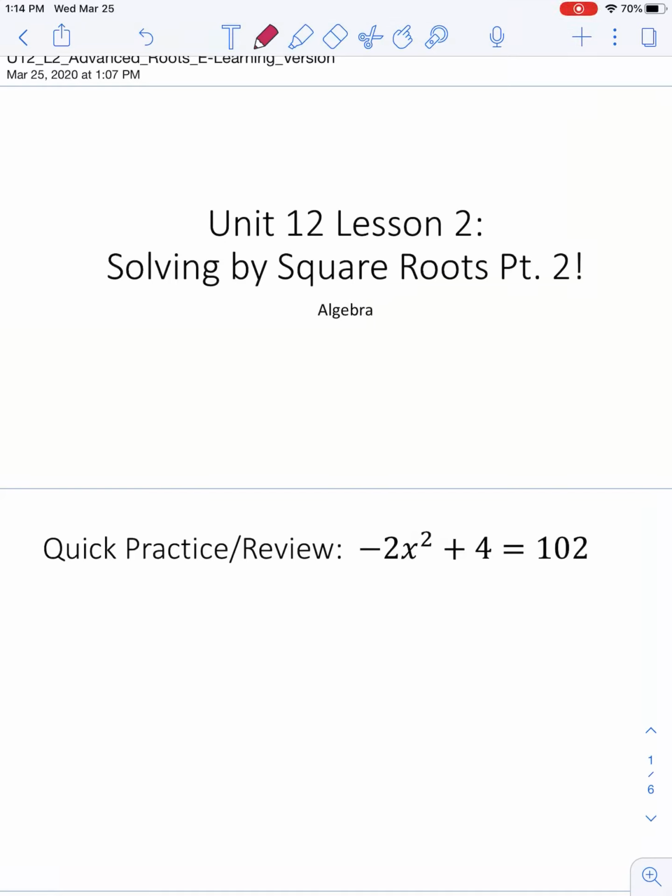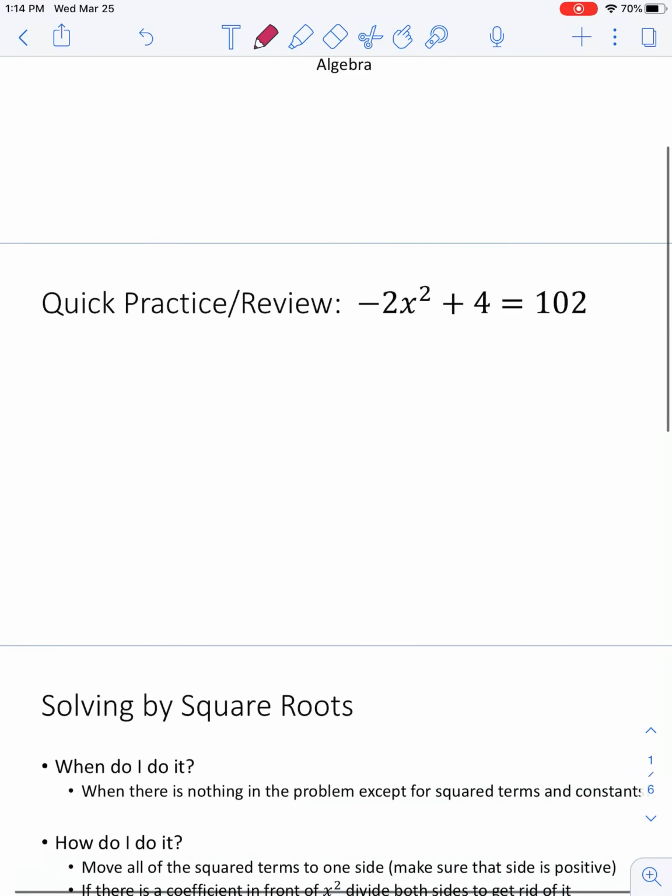All right, this is a video lesson for Unit 12, Lesson 2, which is Solving Square Roots, Part 2. So we're going to take what we learned in Lesson 1 about solving by square roots, and push it a little bit further. The first thing we're going to do is go over a problem that showed up in the last lesson's homework, and make sure that we understand that problem.